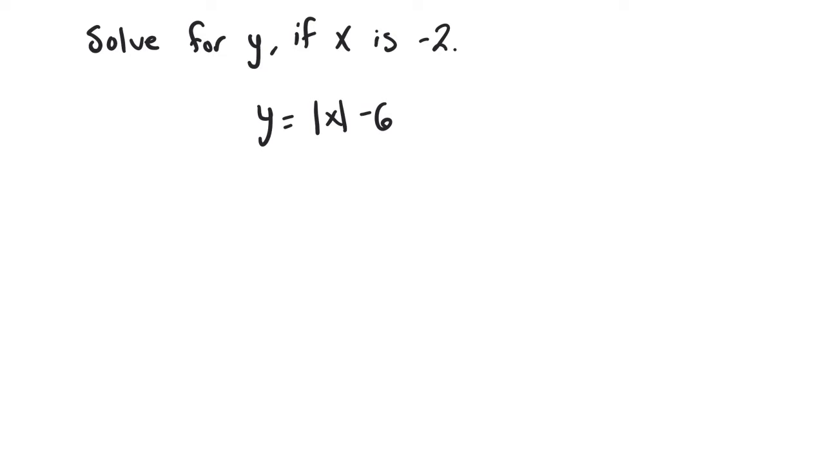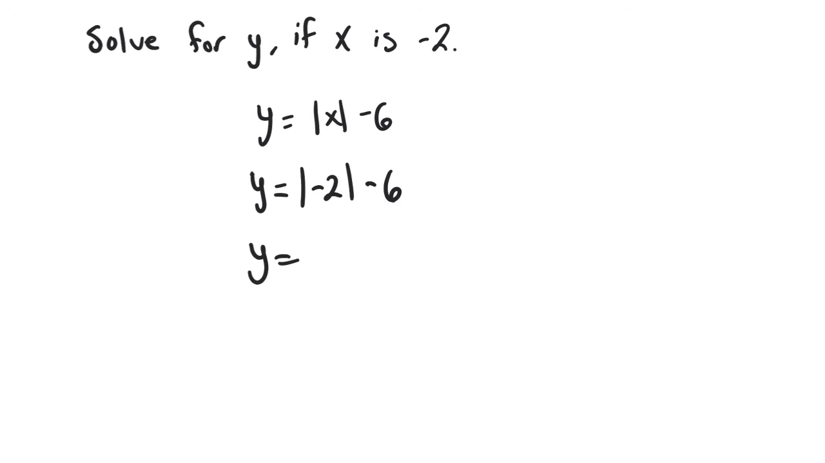I figured I'd make a quick video just to recap what absolute value functions look like. This is an example of what you're going to see on Delta Math for your absolute value problems. It says solve for y if x is -2. So obviously you plug -2 in where x is. So your first step would look like this. Just bring down the y equals absolute value of -2 minus 6.